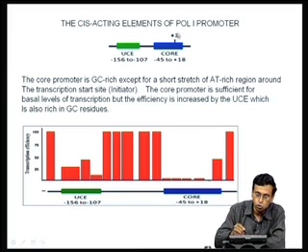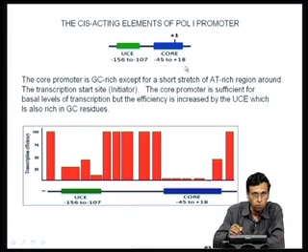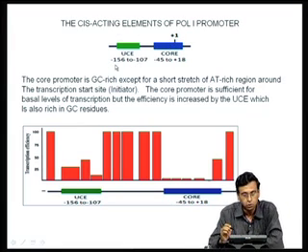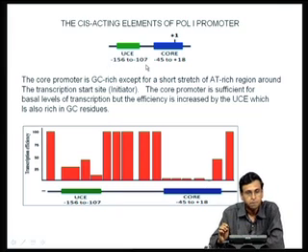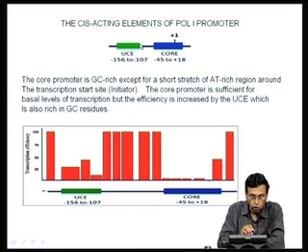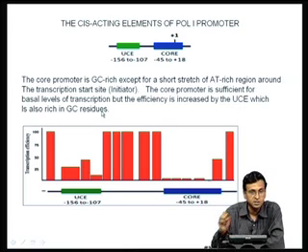Now, what are the cis-acting elements of the RNA polymerase I promoter? As I mentioned, there are two major cis-acting elements. One is called the core region, which extends from -45 to +18, and the transcription start site is included within this. And you also have what is called the upstream control region, which extends from -156 to -107, and in between you have what is called the spacer region. Now the core promoter is GC rich except for a short stretch of AT rich region around the transcription start site, which is equivalent to the initiator of the RNA polymerase II promoter. The core promoter is sufficient for basal levels of transcription, but the efficiency of transcription can be further enhanced if the upstream control element is present upstream, which is also rich in GC residues.